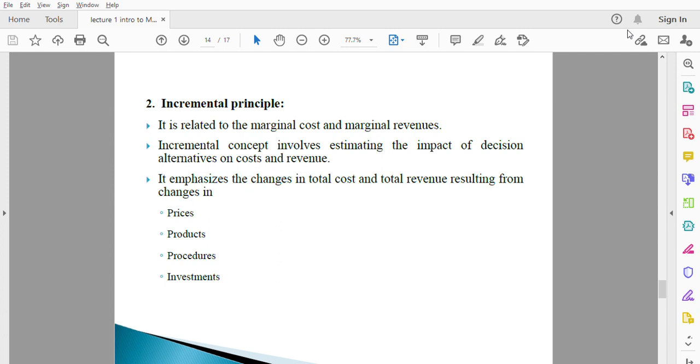There are times you incur more cost and you get more revenue. But the incremental principle would advise you to compare the extra revenue you got and the extra cost you incurred, and see which one is bigger. Also, changes in procedures. Maybe at first you employed more people and used few machines, and now you decide to use more machines and employ fewer people. What is the incremental cost? What is the increase in total cost and increase in total revenue?